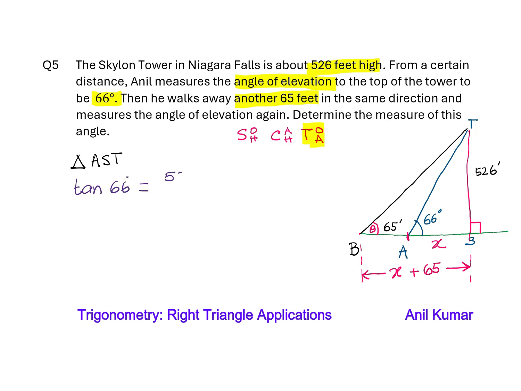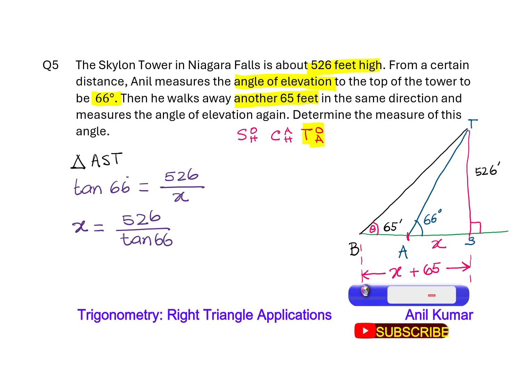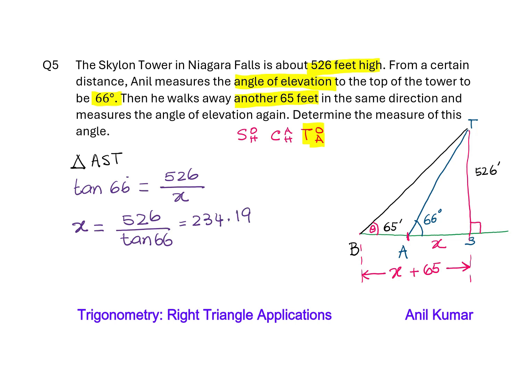So we can write down that tan of the angle of elevation, 66 degrees, is equal to the opposite side of 526 divided by the unknown length which we want to find as x, correct? Cross multiply to find the value of x. So x will be 526 divided by tan 66. Let's use the calculator. It should be set in degrees. 526 divided by tan of 66 gives us 234.19.